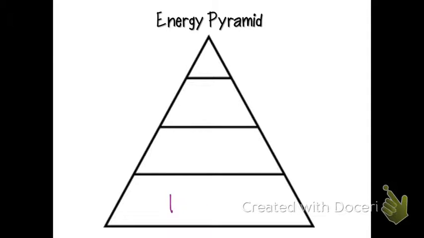Now, let's write this at the top. You need to draw this pyramid as well in your journal. So these are going to be our producers. Producers are going to be autotrophs. Okay, so these are going to be making the food for everyone else. So producers are at the bottom of our energy pyramid.